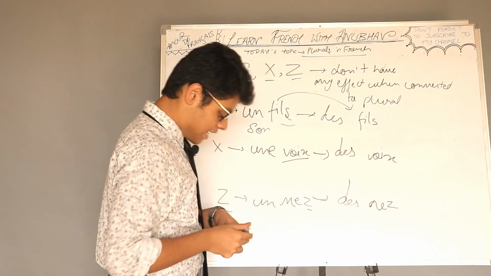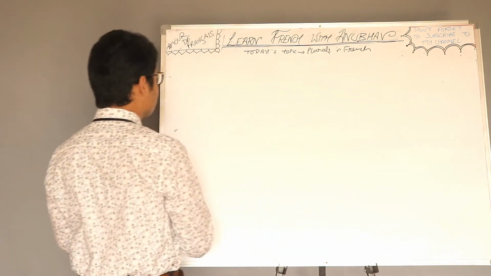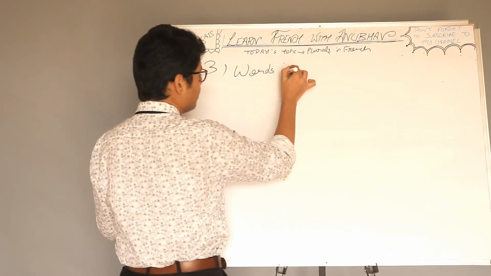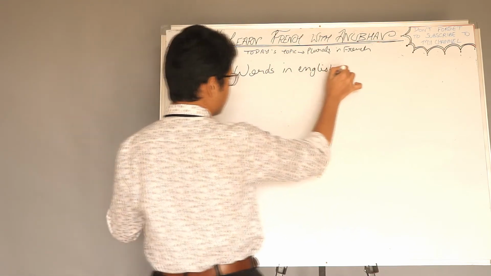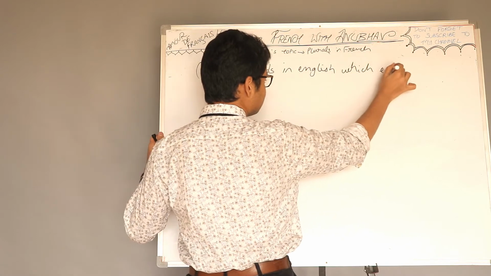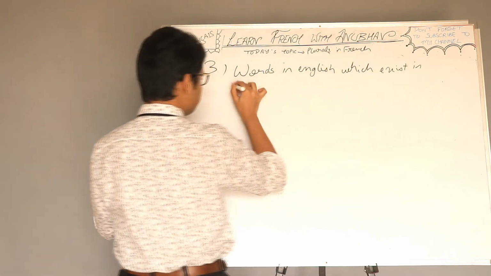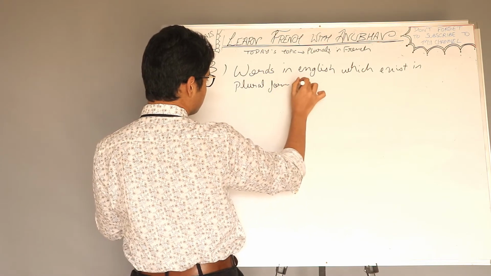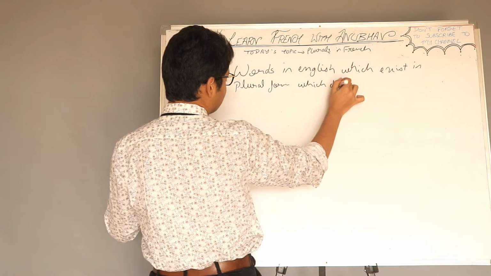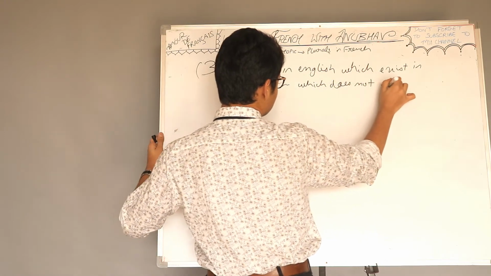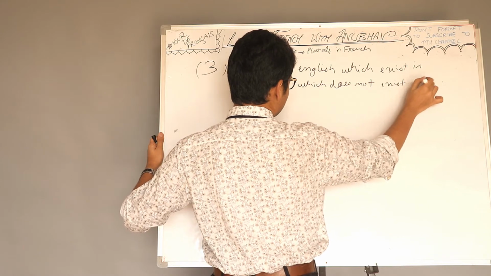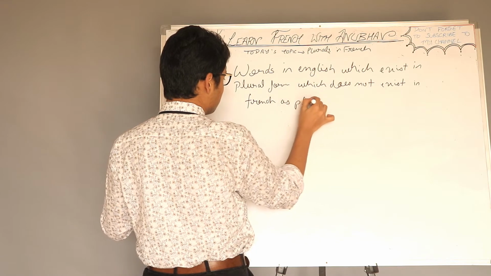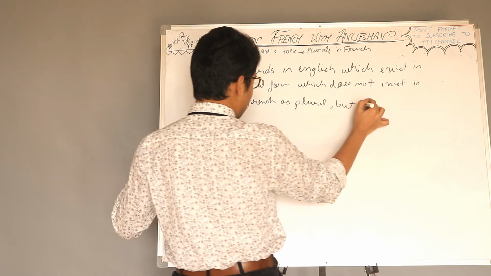Now we will move towards the next category of plural. Category number 3: words in English which exist in plural form, which do not exist in French as plural but as singular.